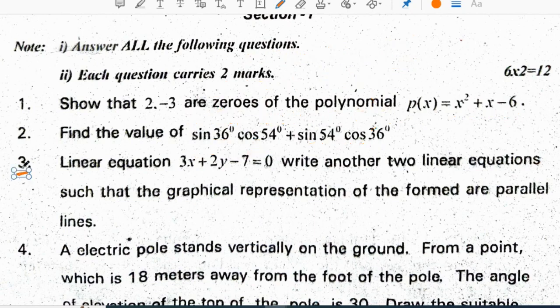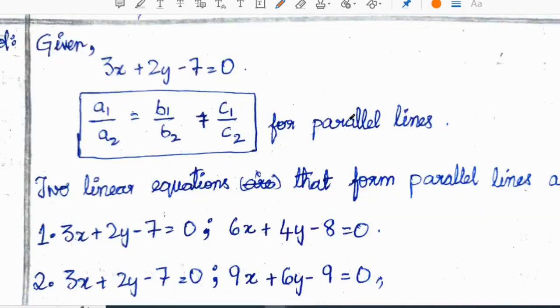Moving on to the third question, linear equation 3x plus 2y minus 7 is equal to 0. Write another two linear equations such that they form parallel lines. So for parallel lines, this is the condition: a1 by a2 is equal to b1 by b2 but not equal to c1 by c2. So you have to take a line parallel to this line so that it satisfies the given condition. So you can double it. So 3x double is 6x, 2y double is 4y, but don't double the constant. You can take any number.